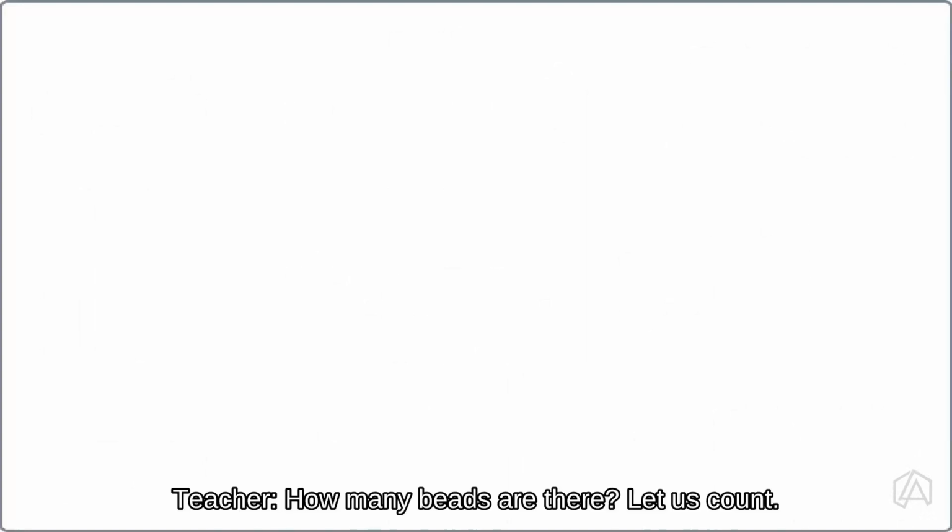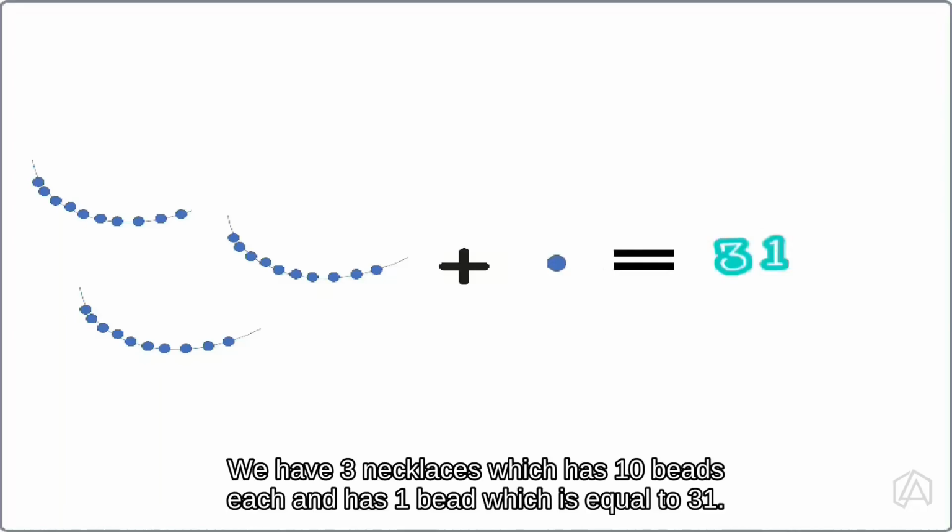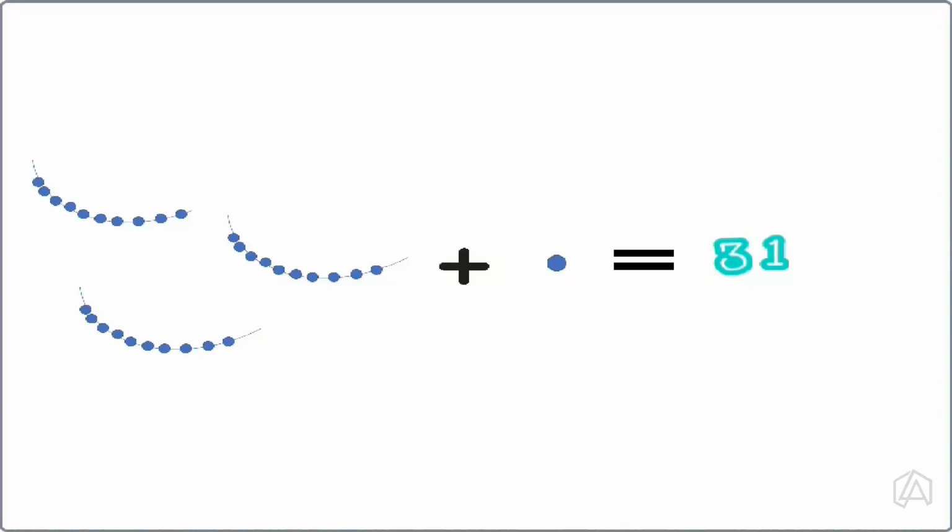How many beads are there? Let us count. We have 3 necklaces, which have 10 beads each, and 1 bead, which equals 31.